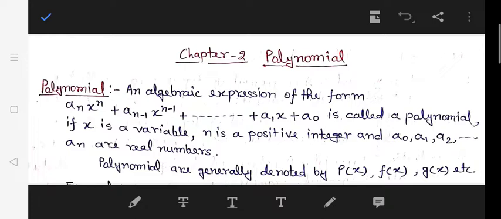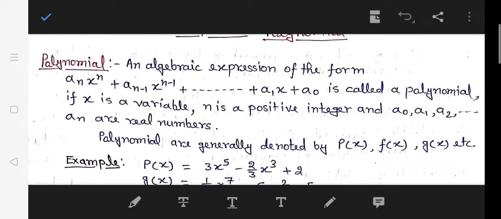So before going for the exercise, here I am going to explain certain definitions related to the polynomial. So here I am going to explain what a polynomial is. An algebraic expression of the form an x power n plus an minus 1 x power n minus 1 up to a1x plus a0 is called a polynomial if x is a variable, n is a positive integer, and a0, a1, a2 up to an are real numbers. Polynomials are generally denoted by px, fx, gx, etc.